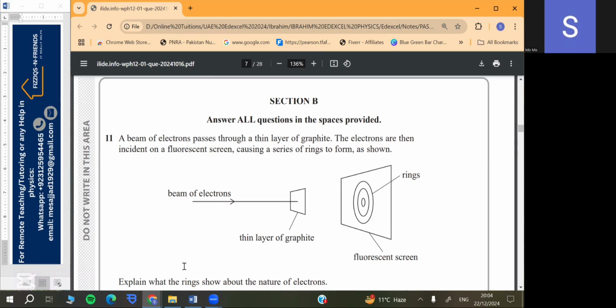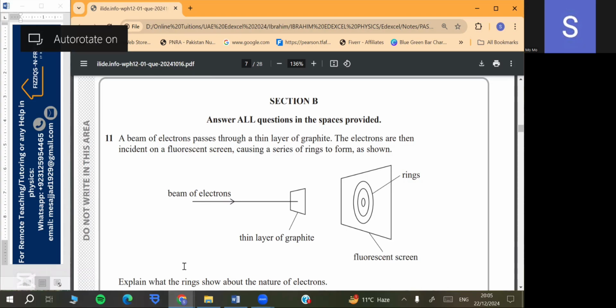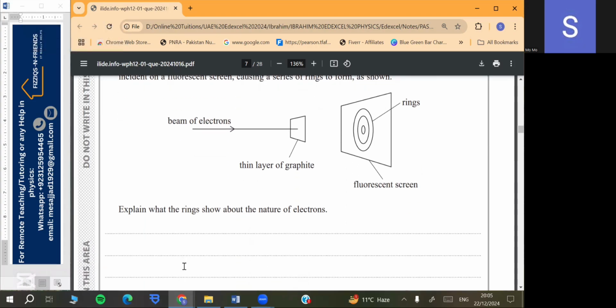Question number 11. A beam of electrons passes through a thin layer of graphite. The electrons are then incident on a fluorescent screen, causing a series of rings to form as shown. Explain what the rings show about the nature of electrons.